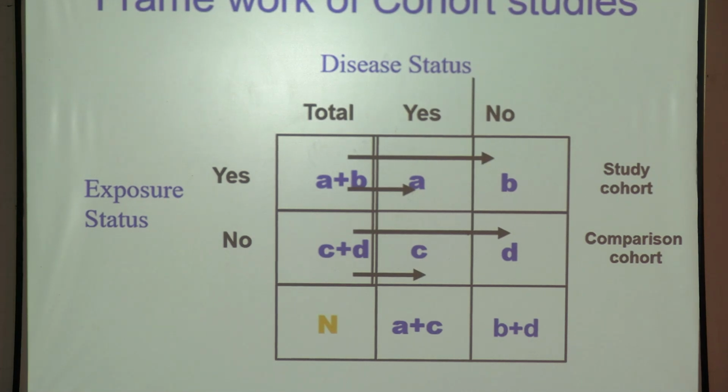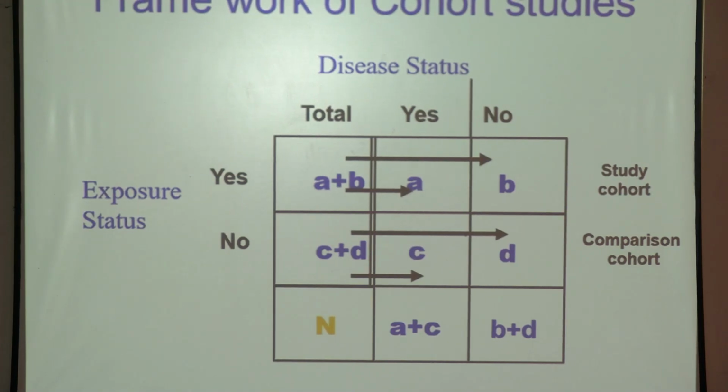How many have been exposed here is A plus B. A plus B people have been exposed. Not exposed are C plus D. C plus D is the comparison cohort. People with the disease is A plus C. Please look here carefully. And here without disease is B plus D. Just look at this. Maybe you can take a screenshot of this if you want. Study cohort is A plus B. Comparison cohort is C plus D. People with the disease is A plus C. People without the disease is B plus D.